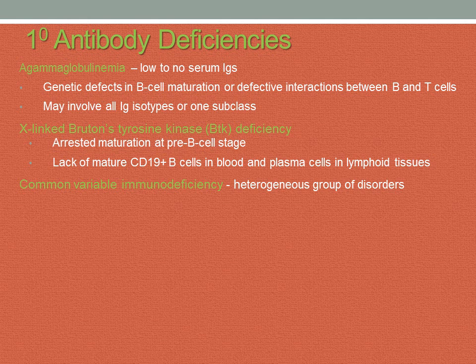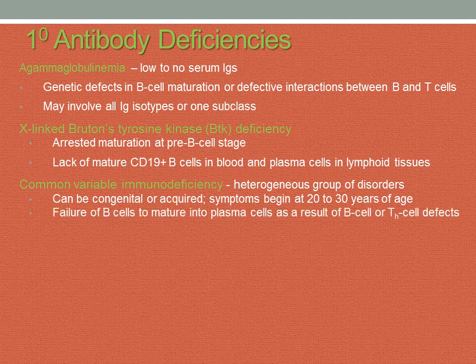Passive immunity in the form of this pharmaceutical product referred to as gamma globulin, made of the antibodies of a large number of humans all pooled together. Common variable immunodeficiency, as you might guess, that's a very heterogeneous group, or variable, can be congenital or acquired.